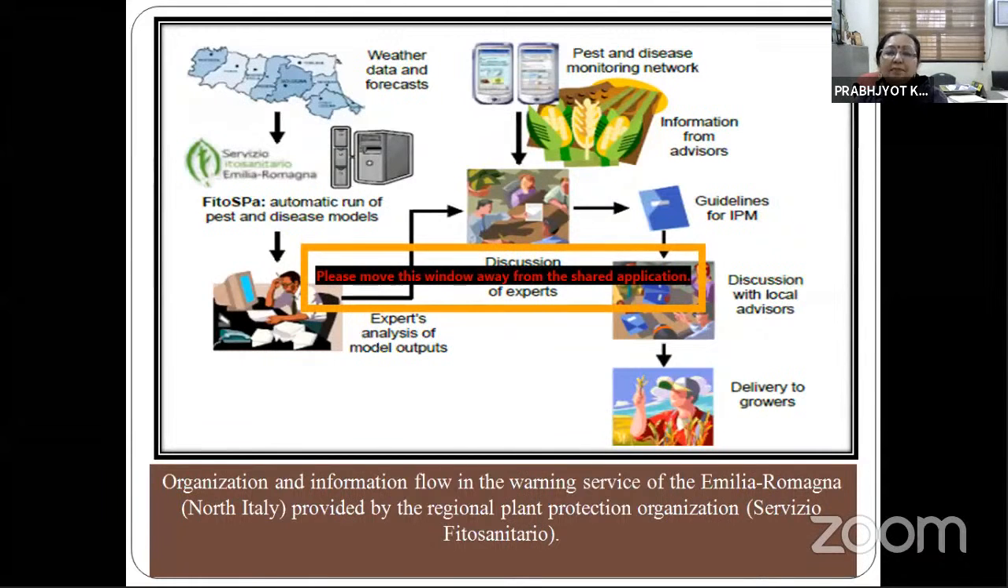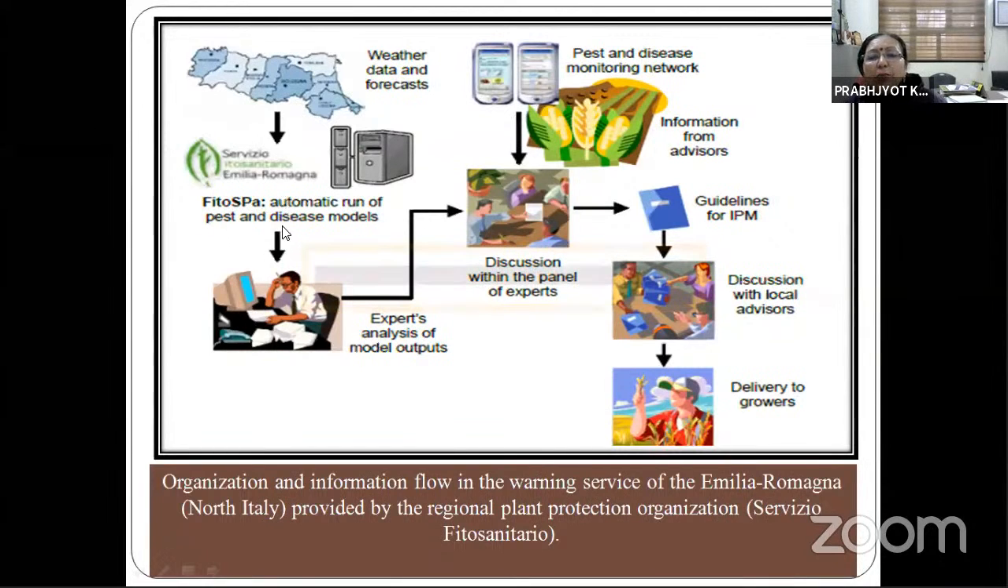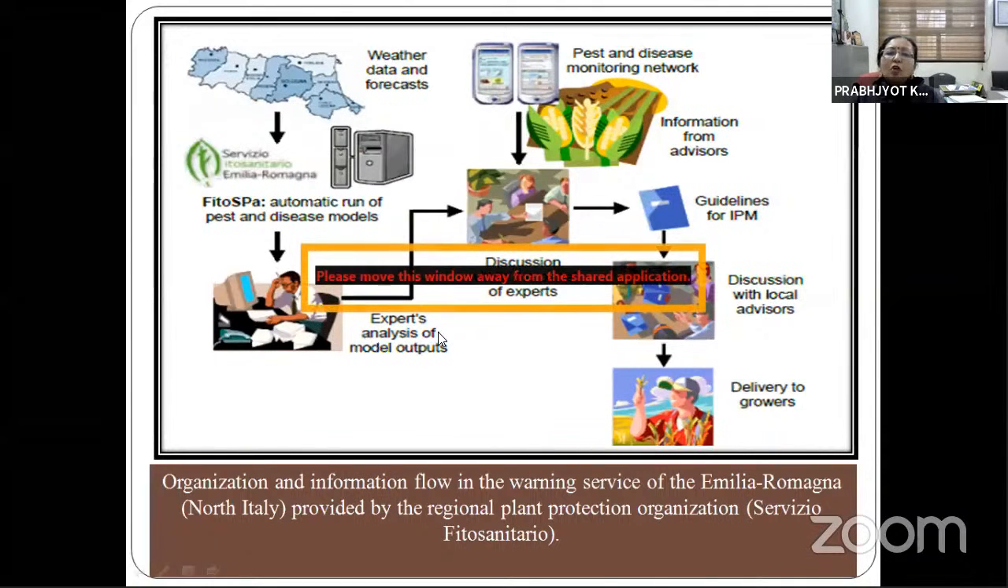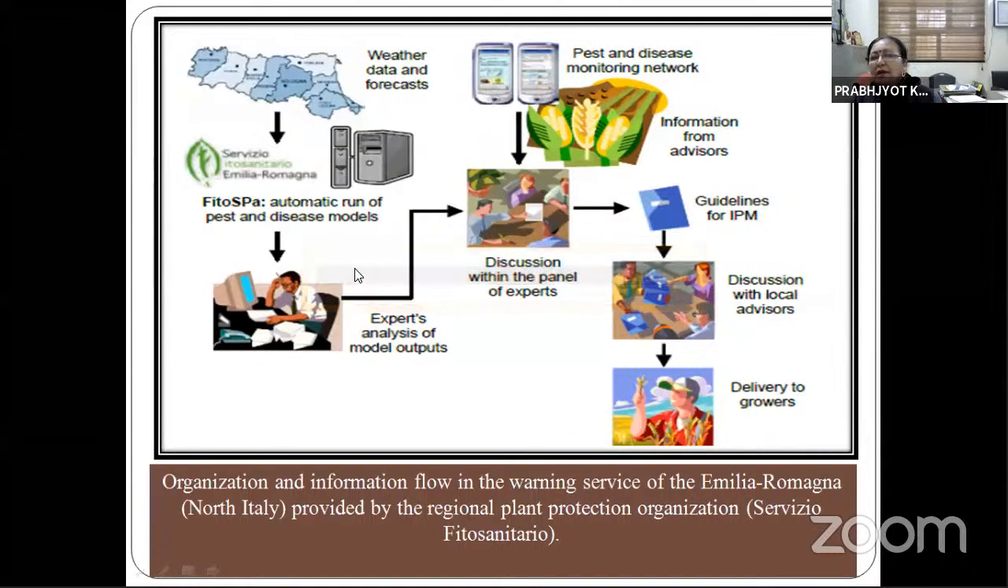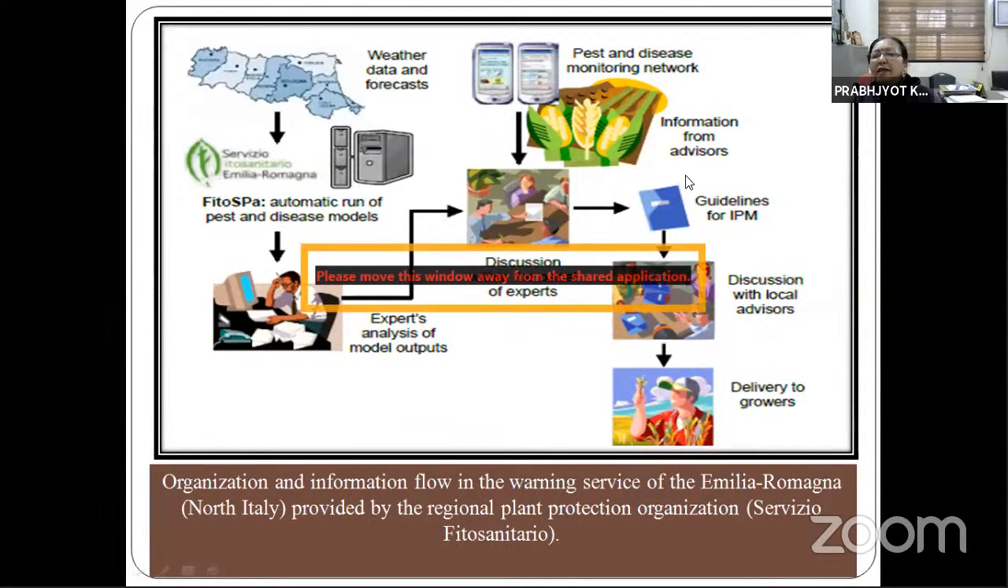In this, it has several parts, that is weather data and the forecast. It goes into the computer system, and in that there is a model which is running, that is PhytoSpa, that is an automatic run of pest and disease model that is run over here. And after the output is obtained, then experts analyze that. After the experts analyze it, then there is a discussion within the groups. And then in that also comes the pest and disease monitoring network. That is, weather data is coming from here and running the model, and the monitoring network is also giving the information over here, and then guidelines for the integrated pest management are prepared.